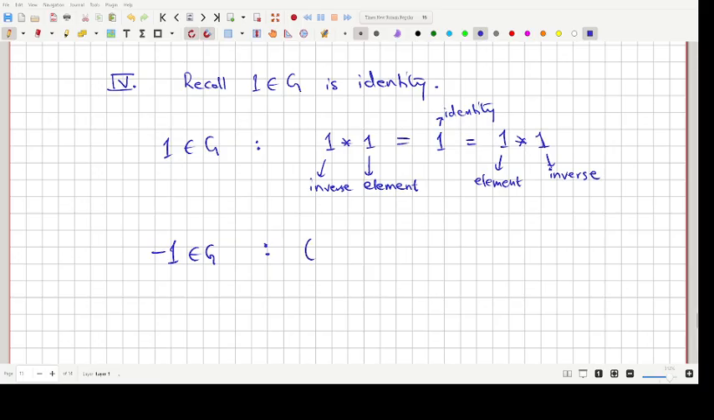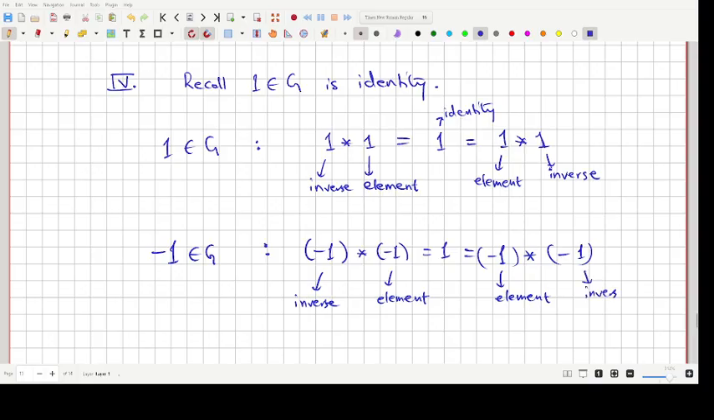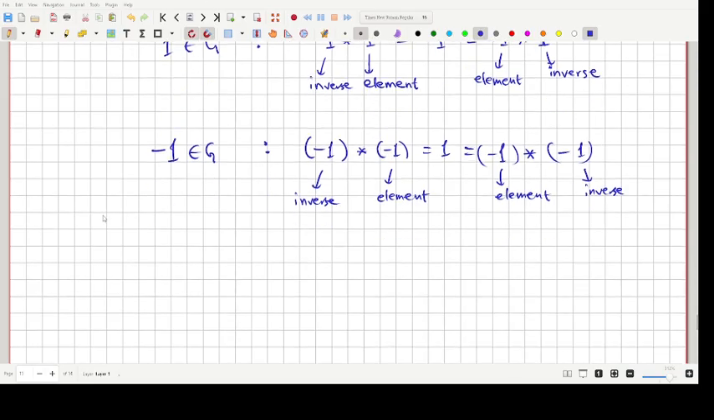So we know that negative 1 multiplied by negative 1 is equal to 1, right? Here this is the element, and this is the inverse. And 1 is the identity element. Again, the first negative 1 here is the element, and we star that with the other negative 1, which is the inverse. So negative 1 is its own inverse.